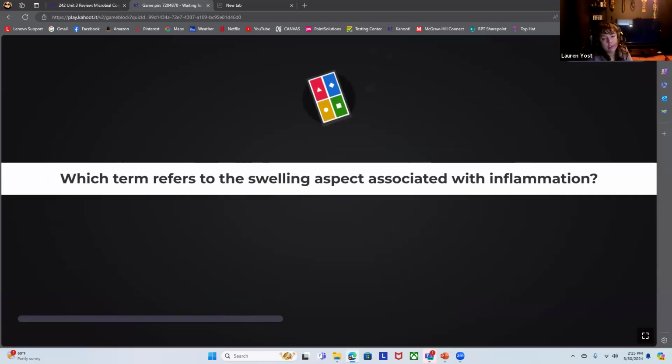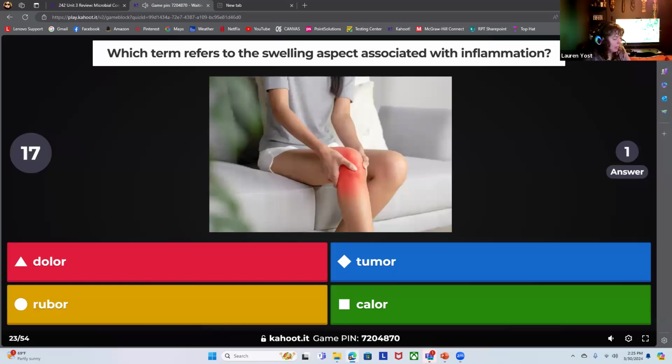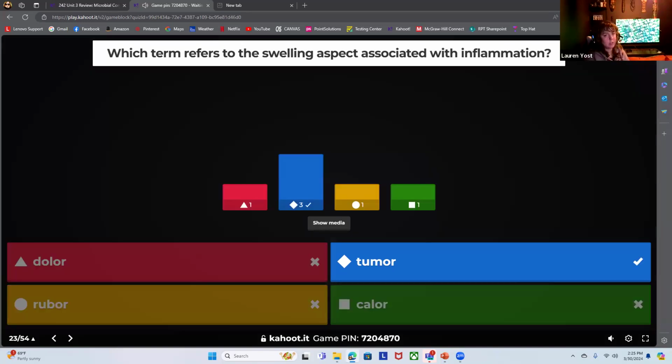All right, which term refers to the swelling aspect associated with inflammation? All of those are Latin-based terms. All right, so the swelling is going to be tumor. If we were to go through all these words, dolor is the pain aspect, rubor is the redness, tumor is the swelling, and calor is the heat.